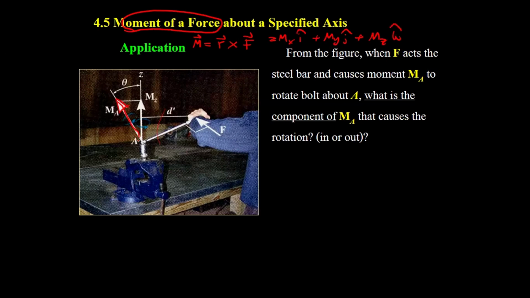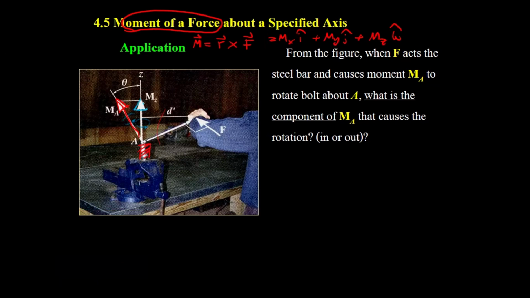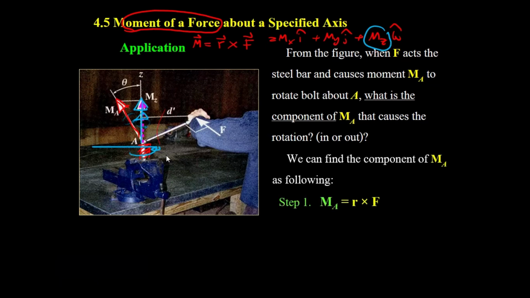If we prefer to rotate the screw over here, the required moment is going to be in this direction. So only M sub C is required to turn the screw. Now, how can we compute it? Go back to what we have. We start with M sub A equal to the position vector cross F. And then we have the concept of the dot product. The dot product is a kind of projection.